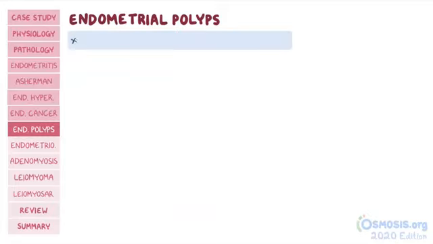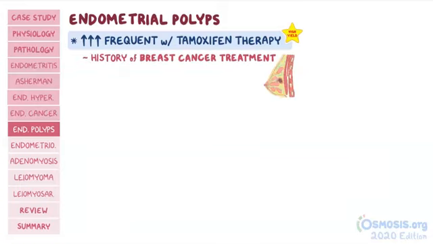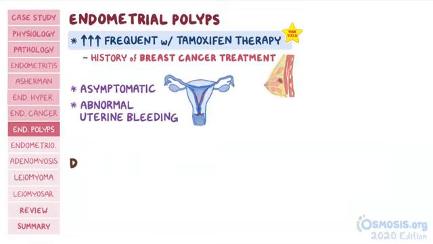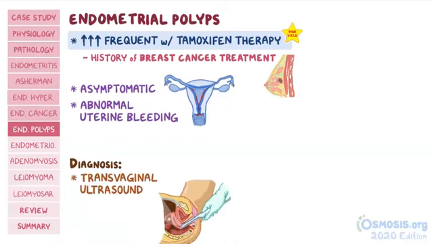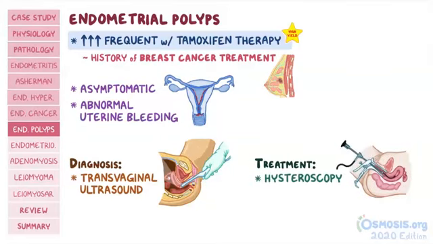What's especially high yield is that they're more frequent in females who are on tamoxifen therapy. So, in your test question, the typical individual with endometrial polyp will also have a history of breast cancer treatment. Now, endometrial polyps may be asymptomatic or present with abnormal uterine bleeding. Diagnosis involves a transvaginal ultrasound, which can help identify the polyp. And then treatment requires a hysteroscopy, which is done to remove it.